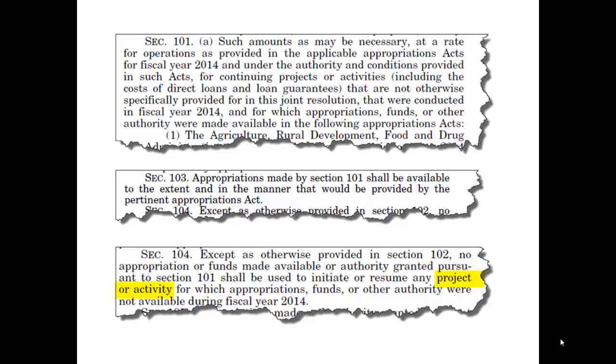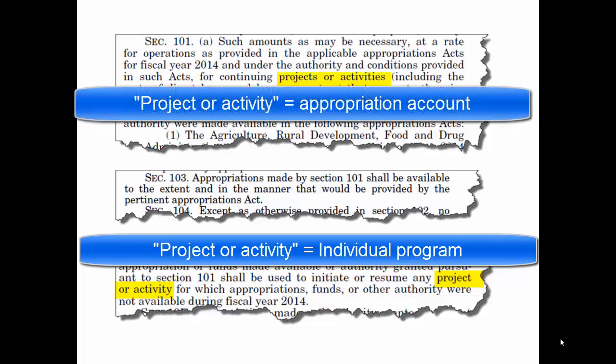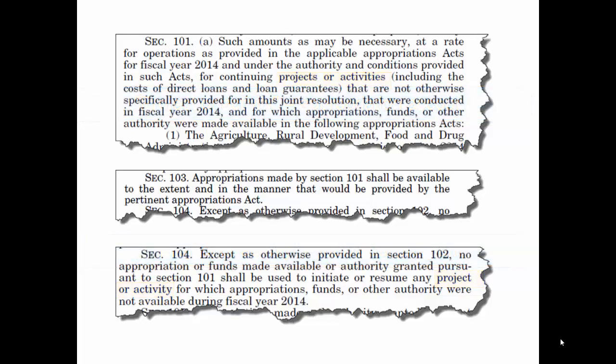I should point out that the expression project or activity in the no new starts context refers to individual programs rather than a total appropriation. Earlier in Section 101, project or activity referred to the appropriation account. This just illustrates how the term project or activity is contextual in a CR.